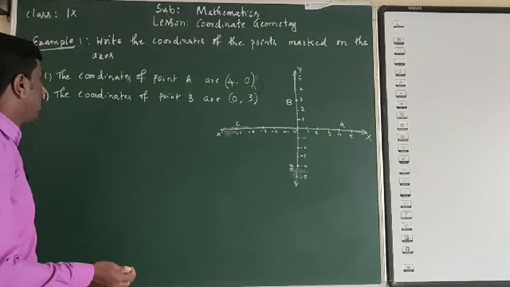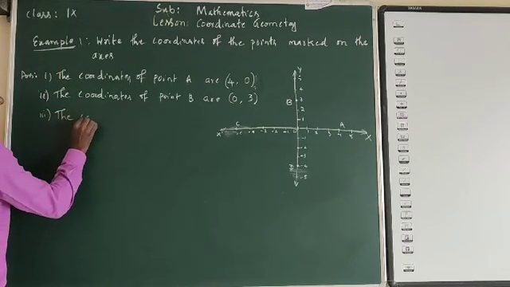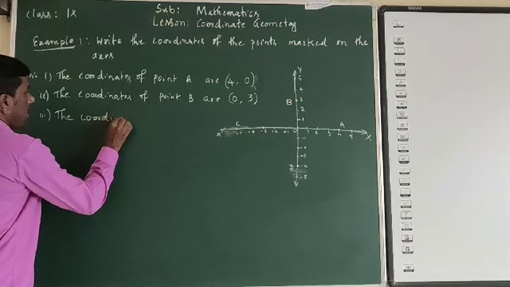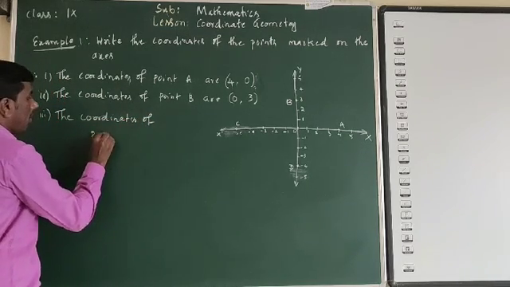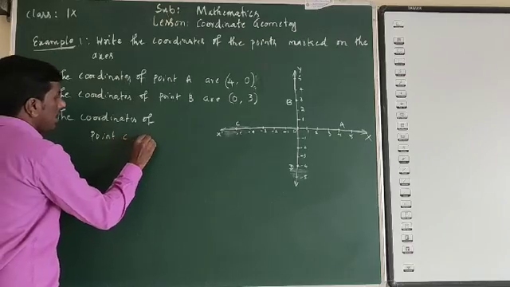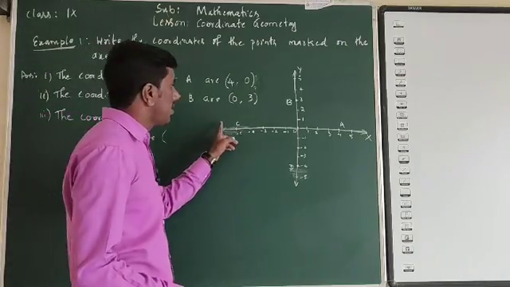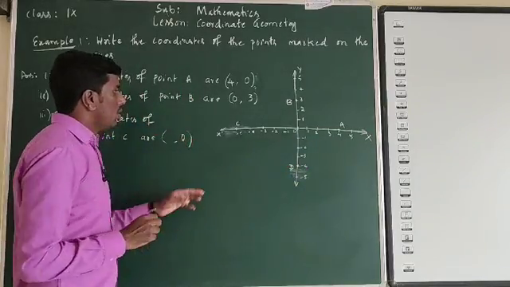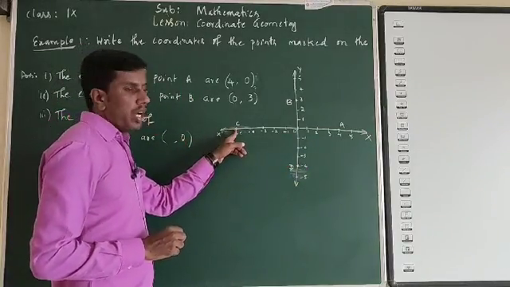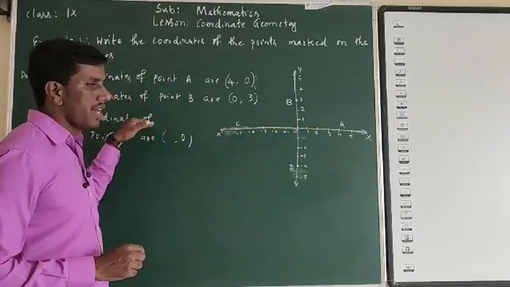Okay. So we'll come to this concept. We'll come to the next point. The coordinates of point C. Similarly, we write down point C. Point C lies on the x-axis. Y coordinate will be 0. So it is at a distance of what? It is in the negative x direction.